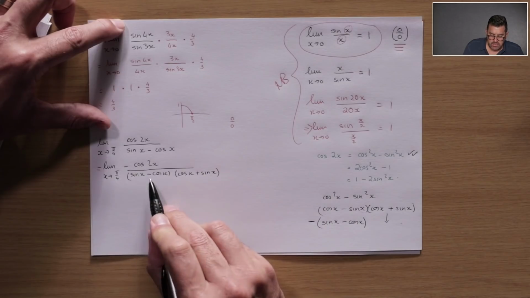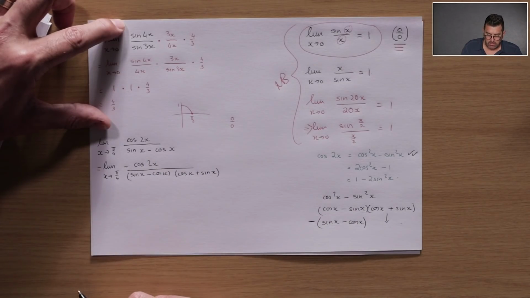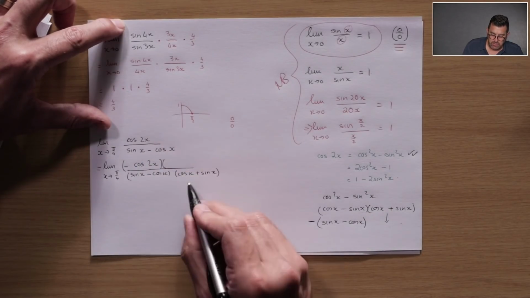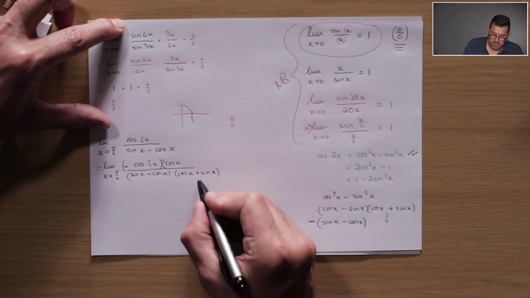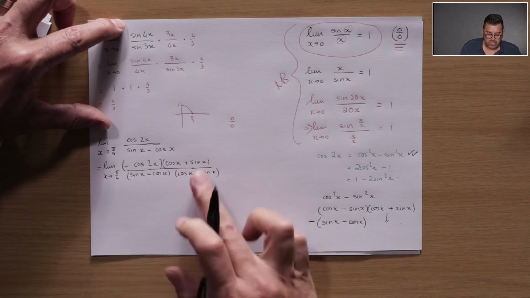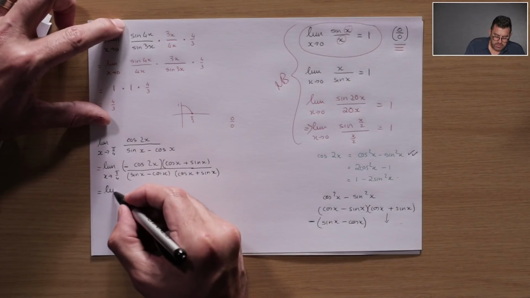Why am I doing it? To form the cos of 2x, and I get rid of the 0. But what I multiply the denominator with, I have to multiply the numerator with. So I'm multiplying with 1, and it doesn't change the value of what I had in the beginning. Okay, let's see what this produces for us.